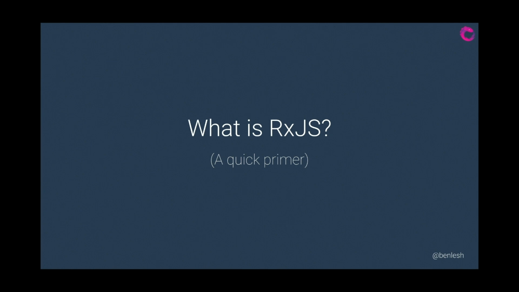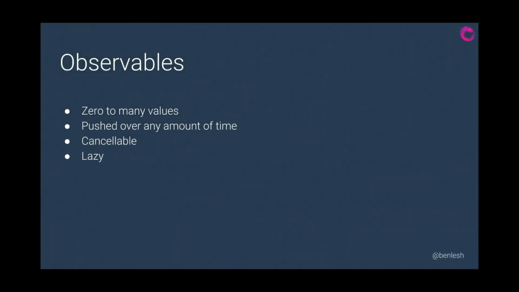So the question of what is RxJS comes up a lot. And some people even think they know what it is, and are sometimes a little off about it. So I want to give a quick primer on what RxJS is. Observables are the main focus of RxJS. We have this type called observables. And what they are is essentially sets of events. So they give you 0 to many values over time. And they can last any amount of time. They're cancelable, which makes them different from other primitives like, say, promises. And they're lazy, which is a key difference between them and promises.